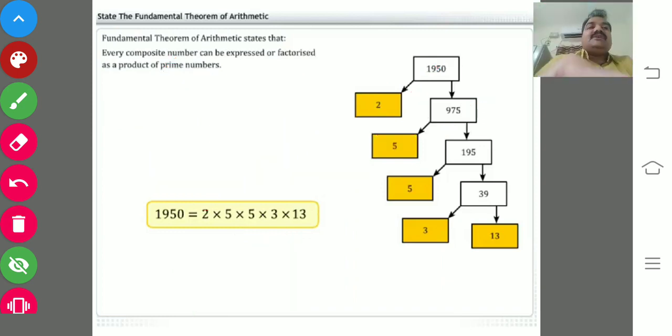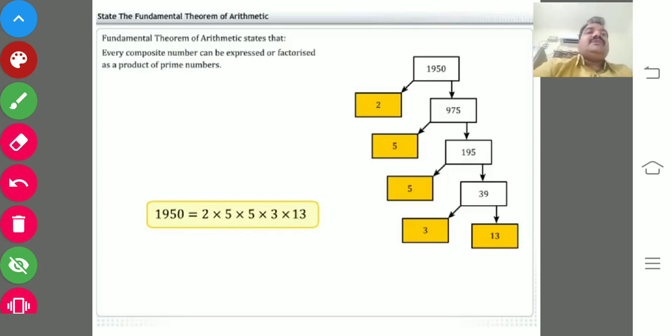So, what is a prime number? A number that has only one and itself as factors is called a prime number. And if the number has more than one and itself as factors, it's called a composite number. You know that. And 1 is neither prime nor composite. Of course, 2 is an even prime number. So, these are only the basic concepts.